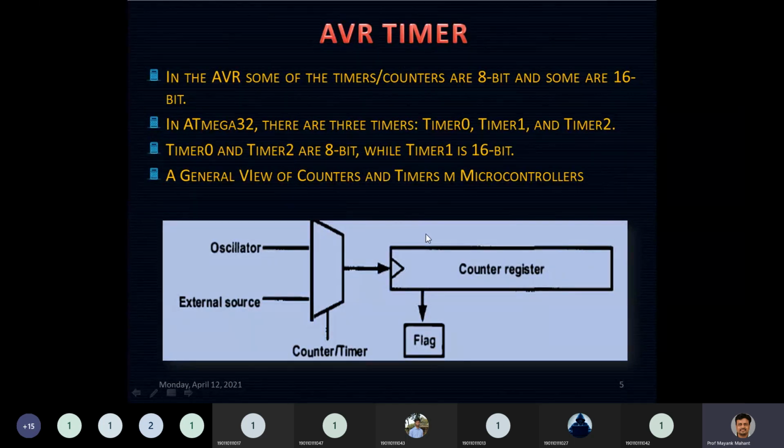According to how you have configured your timer, whether in normal mode or in CTC mode, the flag will be raised, whether it is the TOV flag or the OCA flag. So the flag is associated with it. This is the general structure of your timer.